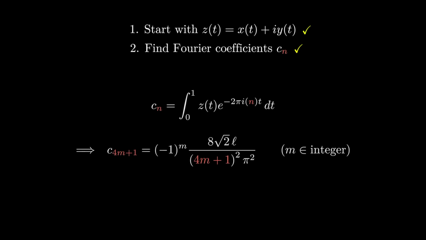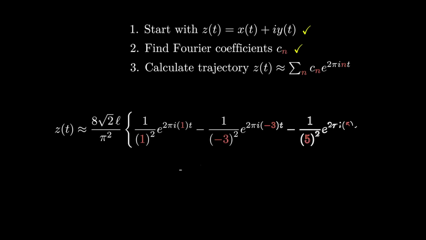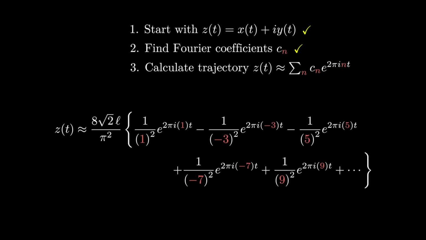Interestingly, 3 out of 4 terms in the series turn out to be 0, and the ones that are not 0 have a radius that decreases with the square of the frequency. It's convenient to write down the final solution with the terms organized in order of decreasing radius. As should be expected, the first 2 terms are almost exactly what we found for the squarish orbit in the previous video.